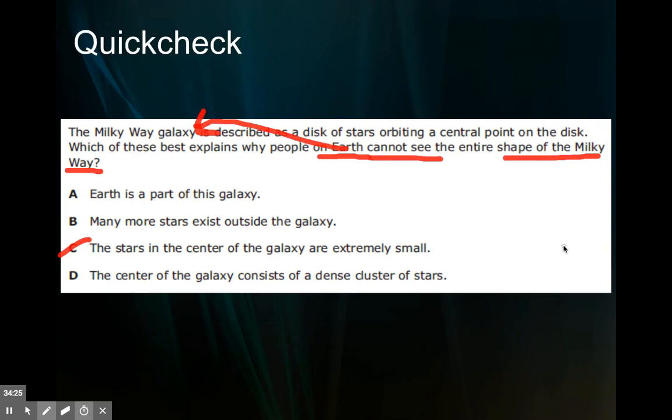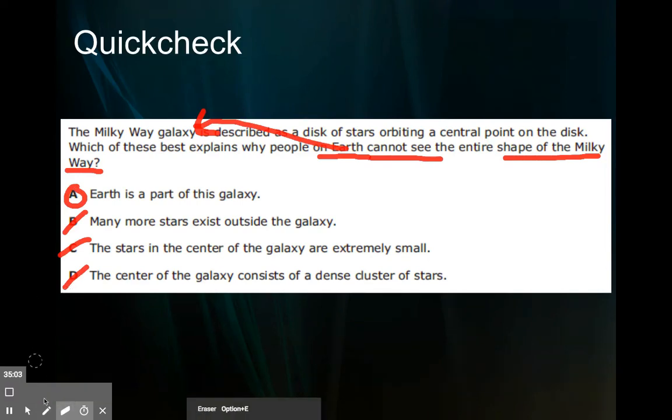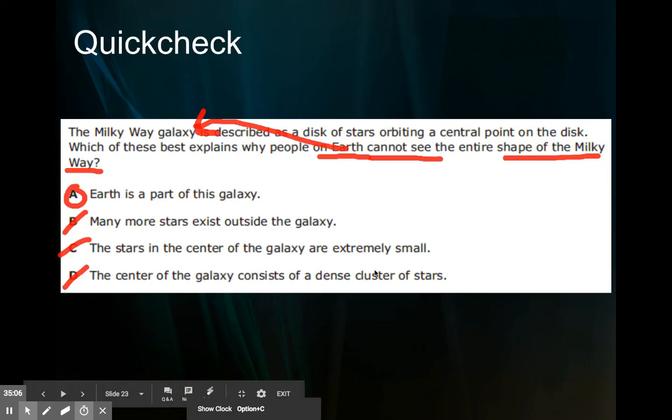Many more stars exist outside the galaxy. The center of the galaxy consists of a dense cluster of stars. We can actually eliminate both of these because none of them are explaining why we can't see the entire shape. The only one that makes sense is A. Earth is a part of this galaxy. We are located inside of the Milky Way. We're never located outside of it so that we can see it like an aerial view. So the correct answer was A. If you got that right, good job. If you didn't, it's okay. We'll keep going, and we'll be able to answer it soon.